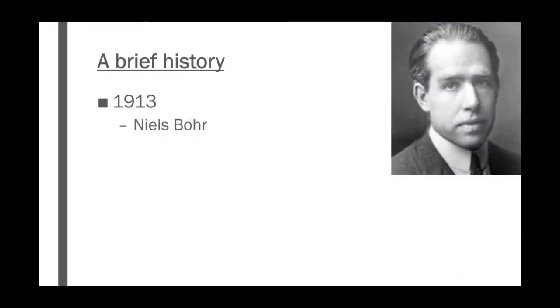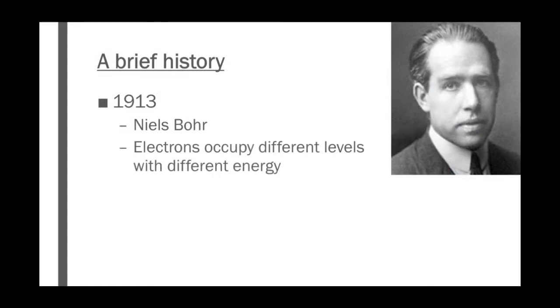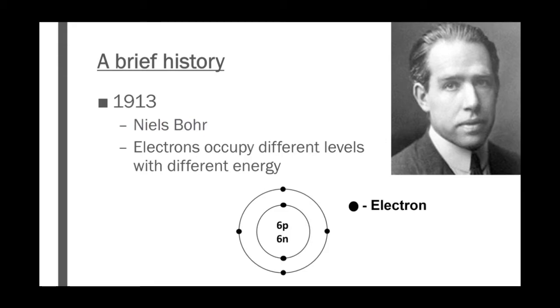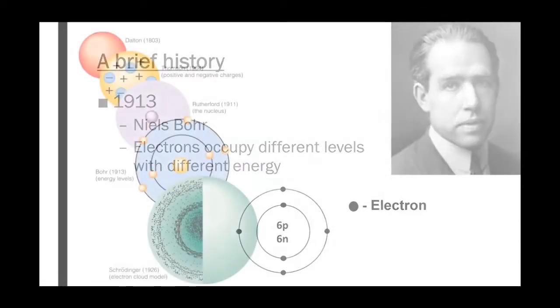In 1913, that's when Niels Bohr came along. He proposed that electrons occupy different levels with different energy. He's the one who first came up with this model, which you will see very often within your O-level syllabus. What you see over here is a center which has the nucleus, followed by circles which represent what we call electron shells. This is the model proposed by Niels Bohr, and it's the one that we will follow throughout this entire lesson.